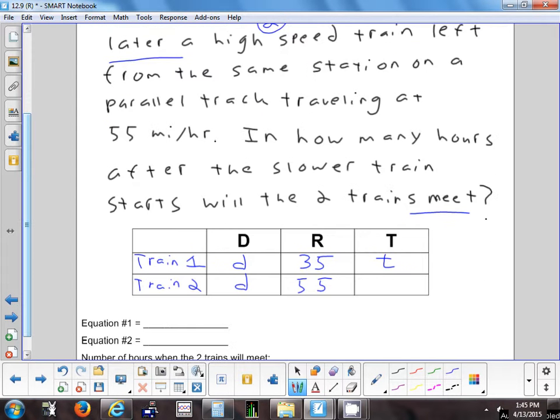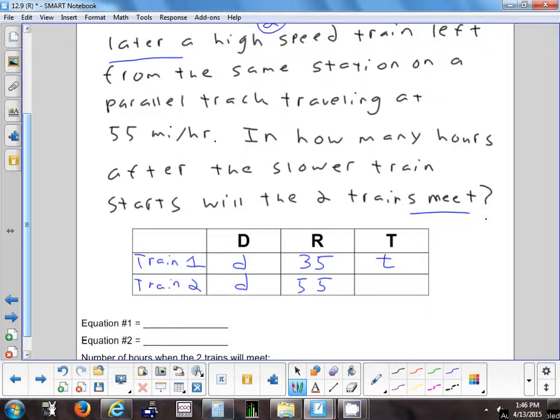2 hours later. So if train one traveled 6 hours, how much would train two have traveled if it left 2 hours later? 4 hours. Let's say I've been driving for 6 hours, and you meet up with me and you leave 2 hours later. How long did you have to drive to catch up to me? Same amount. Four hours. Okay.